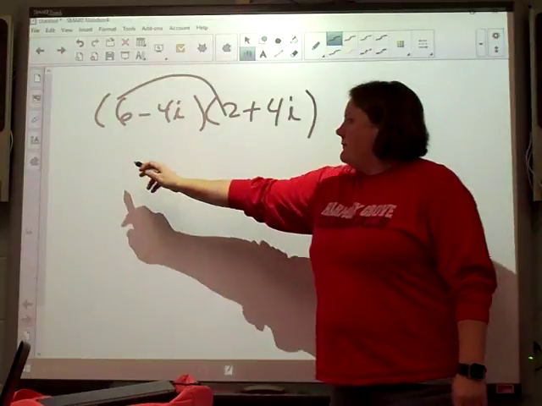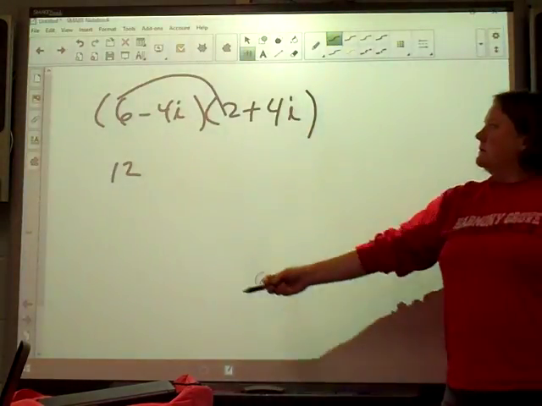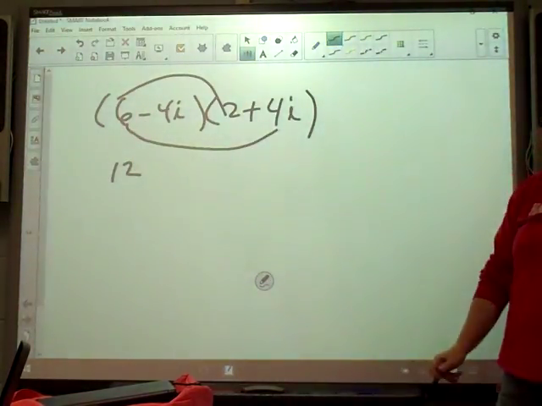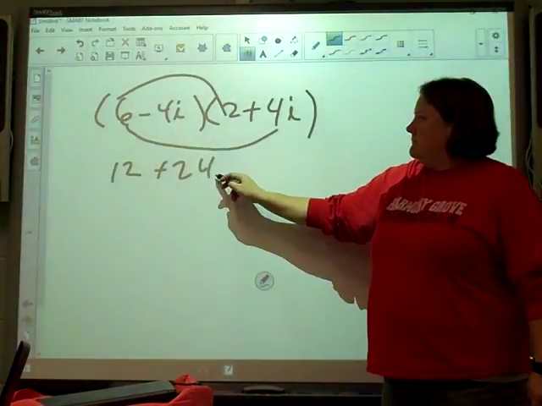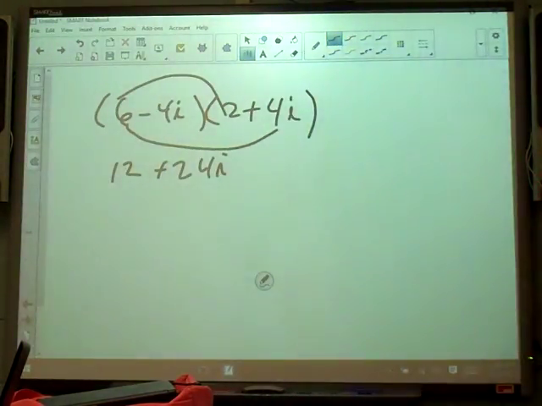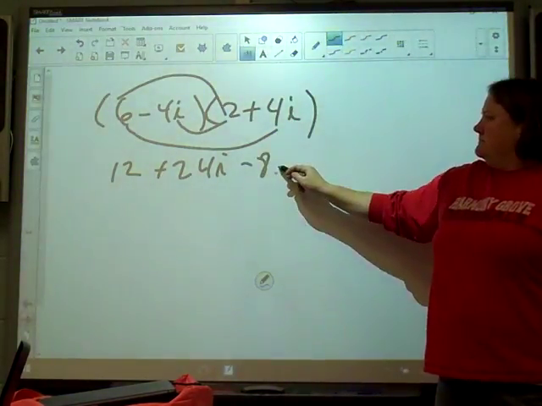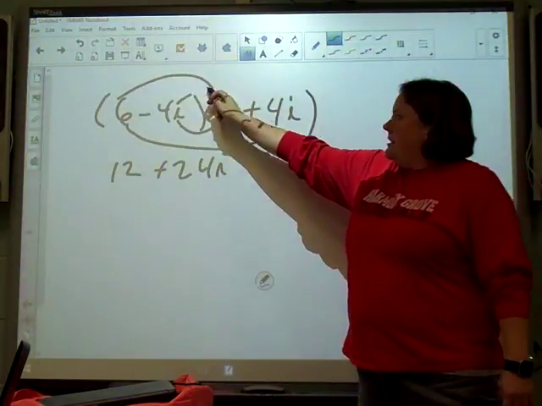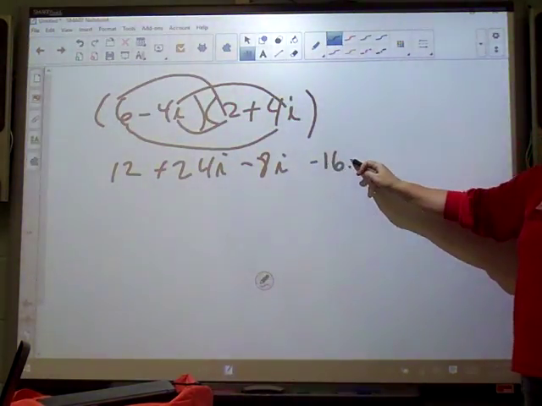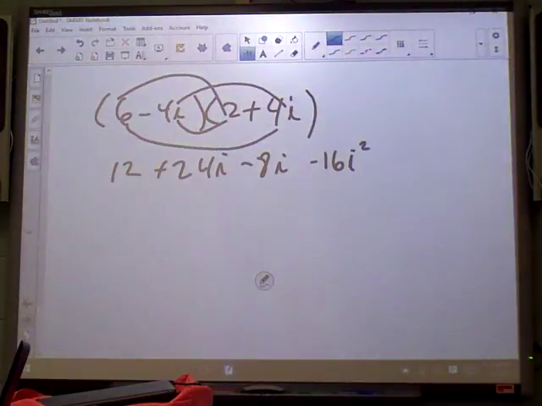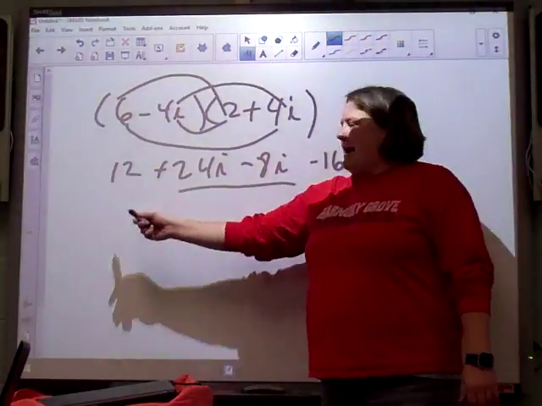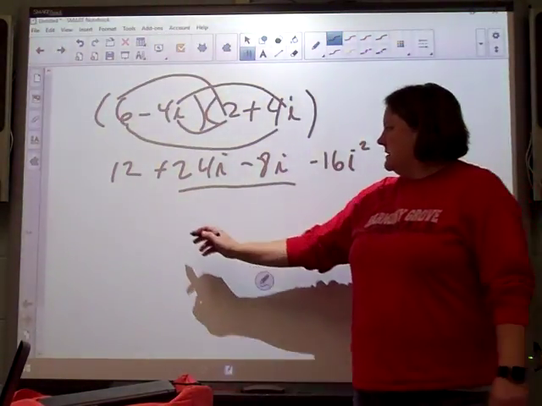So I would have a 12. Then I distribute 6 here, and I would have a 24i. Done with the 6, so I'm going to the -4i now. That will get me -8i. And then here will get me -16i squared, because that i times an i is your i squared. 95% of the time when you FOIL or distribute, you can combine the middle terms. We can combine our middle terms here. 24i minus 8i is 16i.